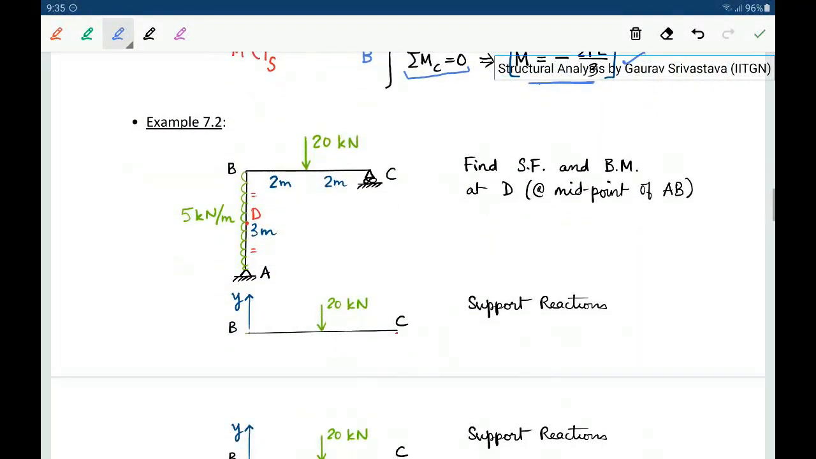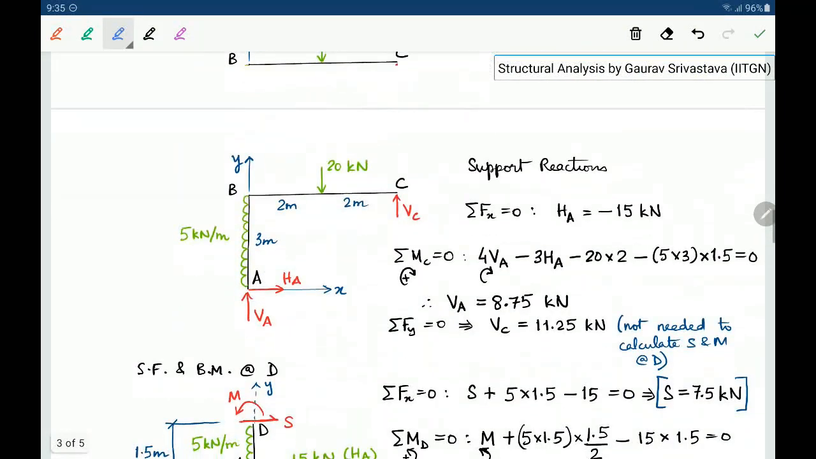Okay, let's look at another example. Let's consider a frame like this. Again we have to find, let's say, the shear force and bending moment at point D, which is the midpoint of span AB. So the point D is shown here. Again, the first thing will be to find the support reactions, and we find HA equal to minus 15 and VA equal to 8.75 kilonewtons.